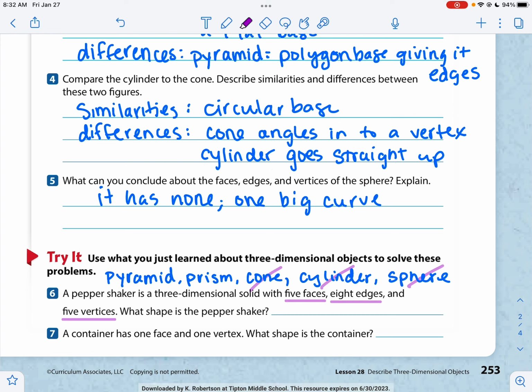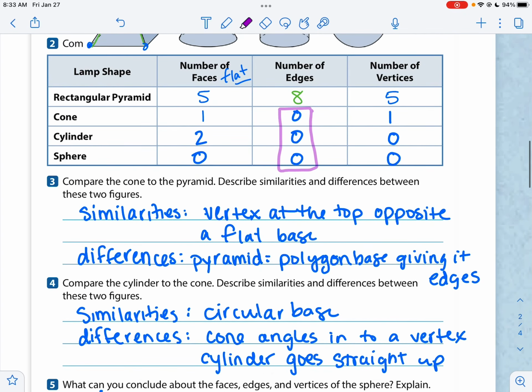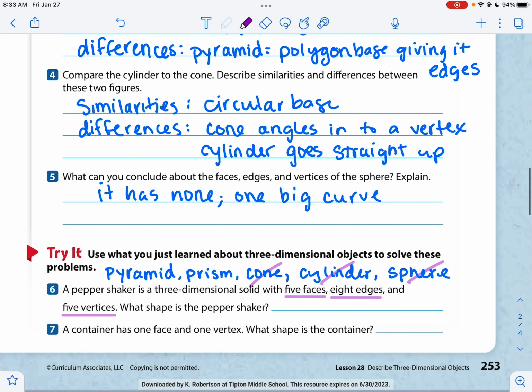So with a pyramid versus prism, 5 faces, 8 edges, and 5 vertices. Rectangular pyramid would be one example. We have that in our table, actually. So this could be a rectangular pyramid. If it's a pyramid, it has to be a rectangular one, because of those 5 vertices, we've got 1 at the top, which leaves 4 at the bottom. So it's got to be that rectangular pyramid. That's the most terrible rectangular pyramid I've ever drawn.